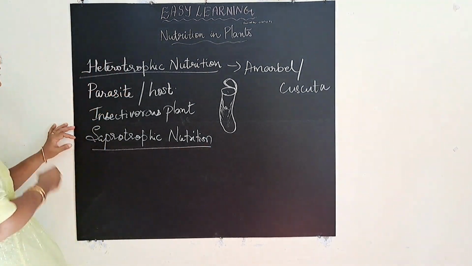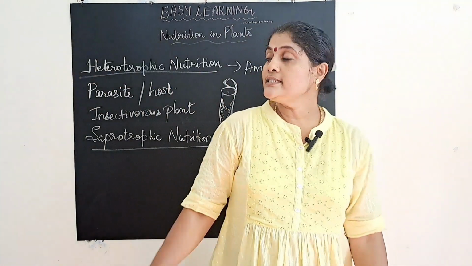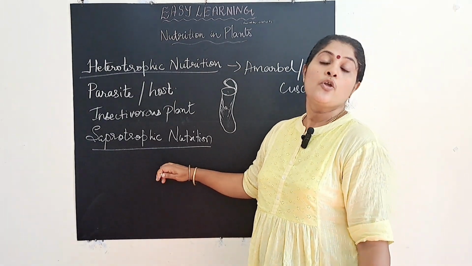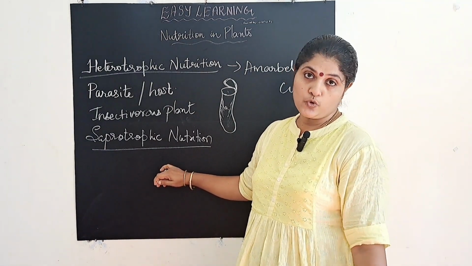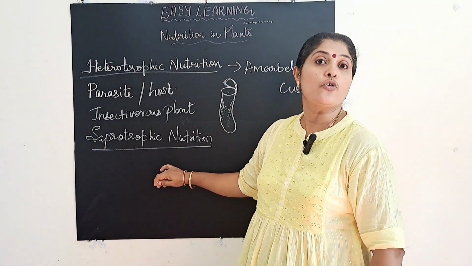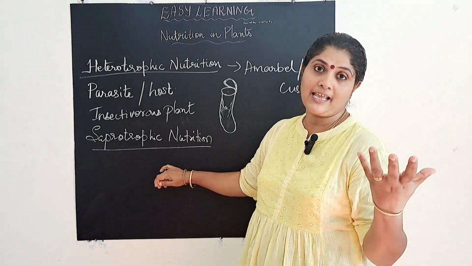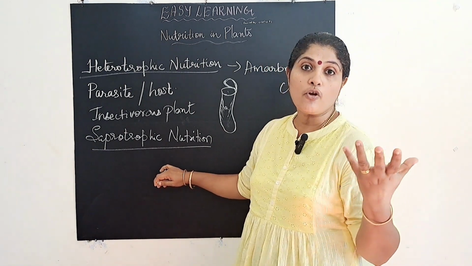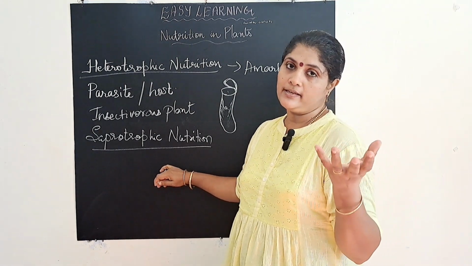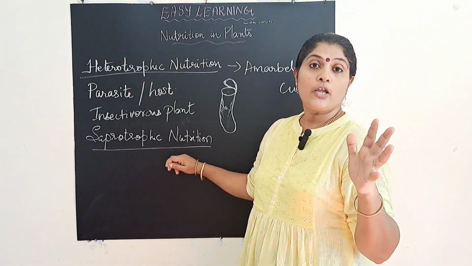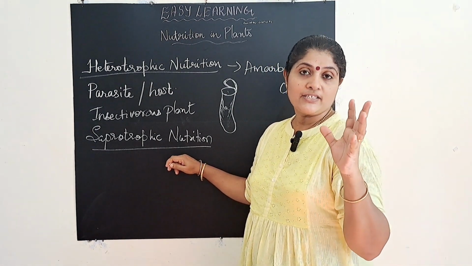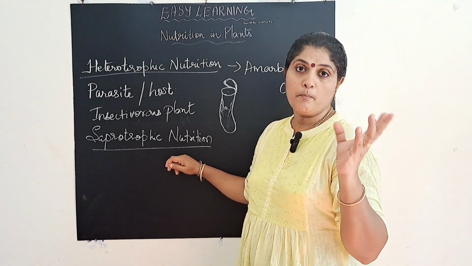So, under saprotrophic mode of nutrition, you might have seen packets of mushrooms, or during the rainy season on rotten wood, you might have seen umbrella-like structures growing on the rotting wood, rotten dead matter, isn't it? That particular umbrella-like structure is known as the mushroom.